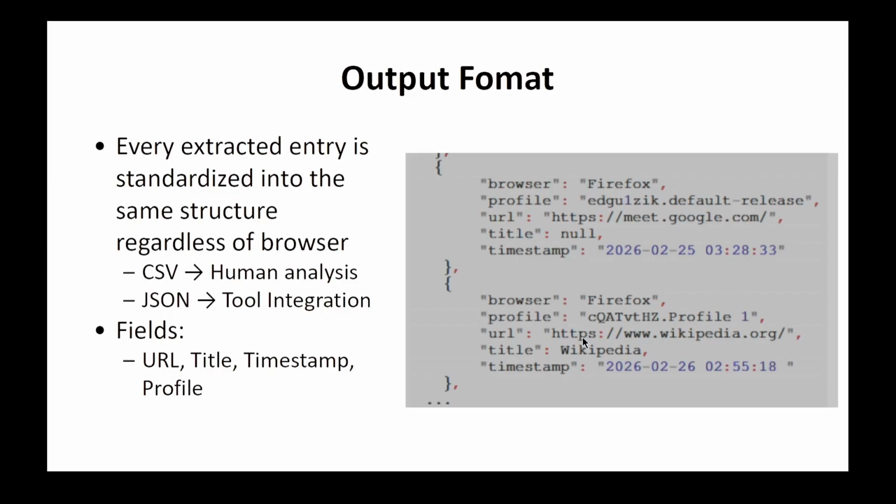So this entry is from case 3, which I'm going to talk about. We can see how it detects Firefox. It sees the recent URL, timestamp, and also the Wikipedia website.